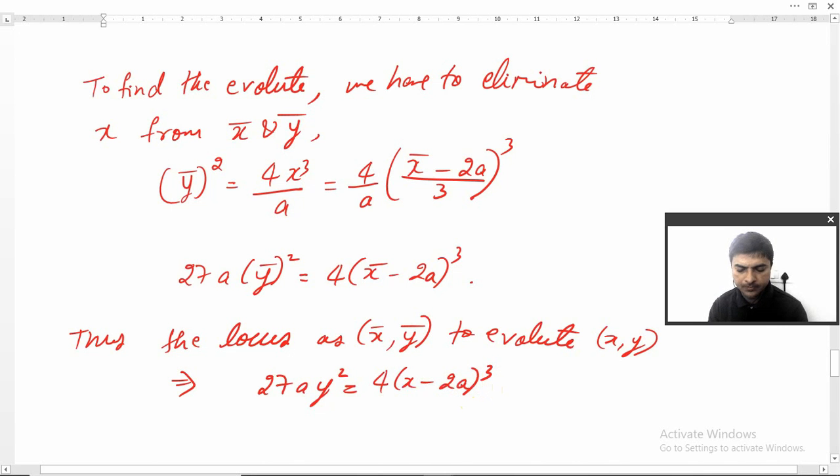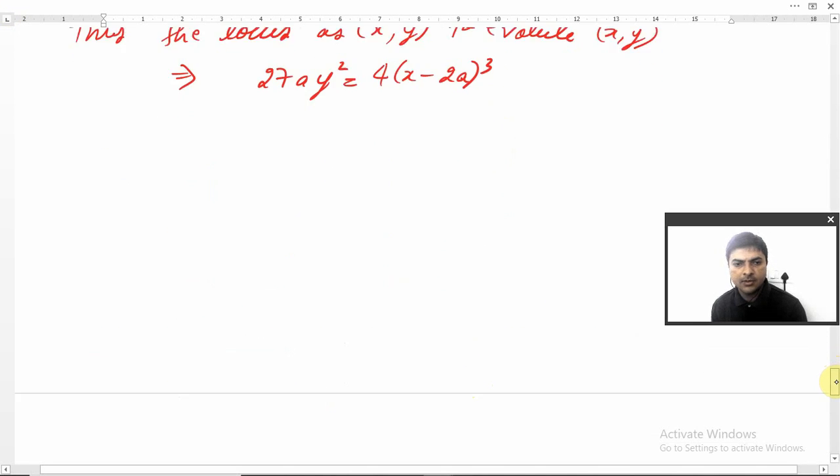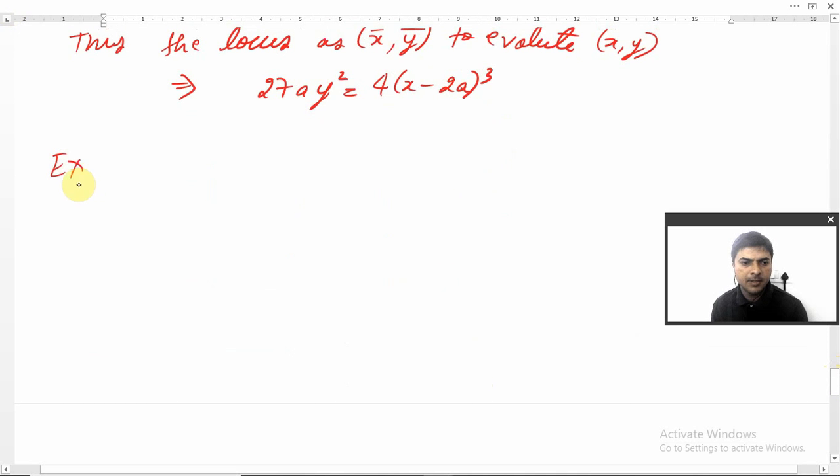The only thing you should know is the simplification, that is very important. Similarly, you can do the next example, students. Please try yourself. We'll give the next example.